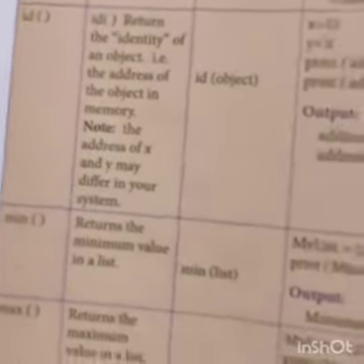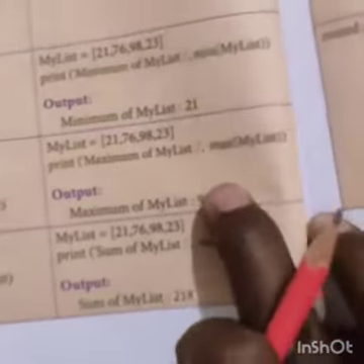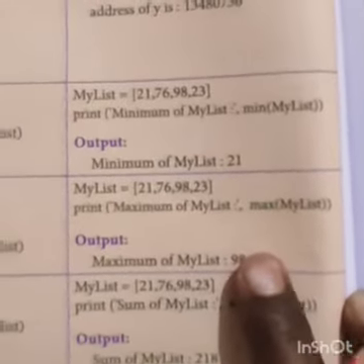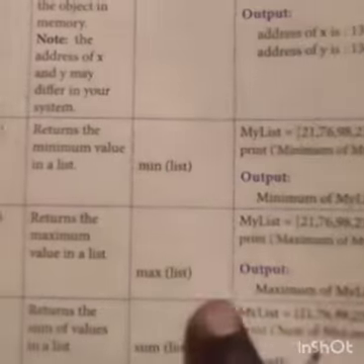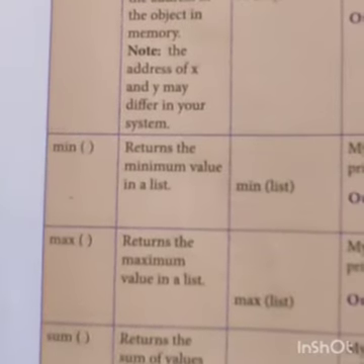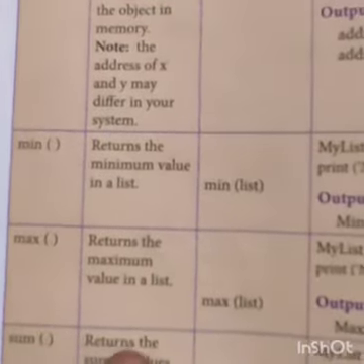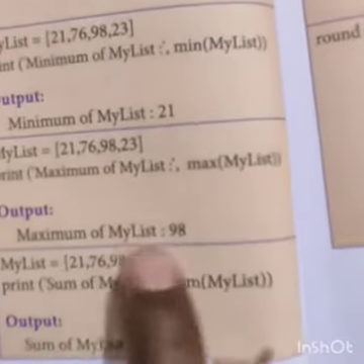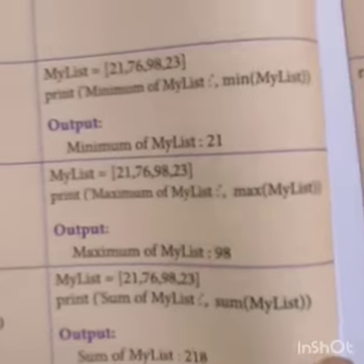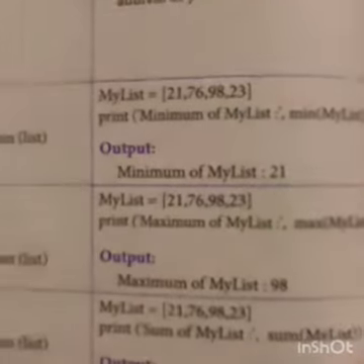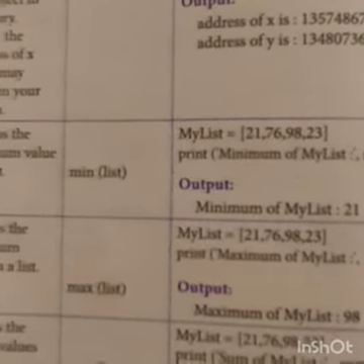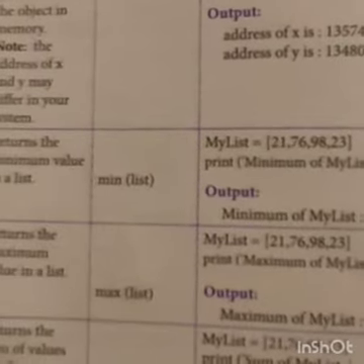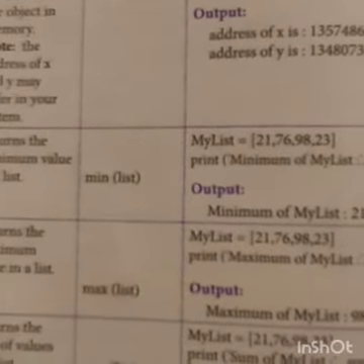Next, what is this? Max. Max means the biggest number will come. See here, the biggest number will come here. That is the biggest number. Next, what is this? Sum. Sum means return the sum of the values of the list. See here, each and every item is added and comes. So that is the sum function. Students, from this table, definitely 1 or 2 marks will come in the board exam.